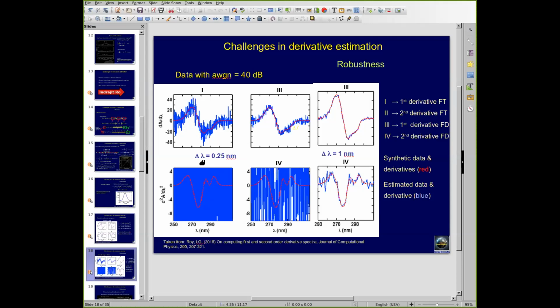Keeping this delta lambda, that means the sampling interval, at 0.25, even the difference schemes are not doing very good. But if I increase the grid spacing, the sampling interval, 4 times larger, like 1 nanometer, then things improve a little bit. Because the difference scheme is a kind of regularization. The larger the sampling interval, regularization takes place, smoothness takes place. So that's why things have improved.